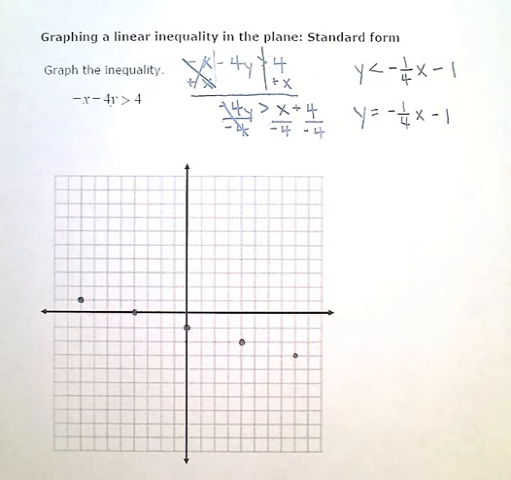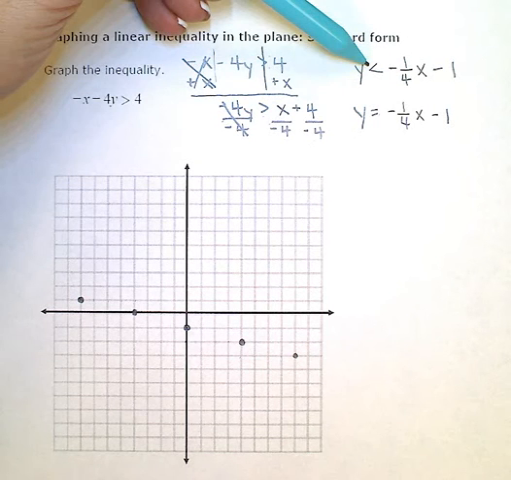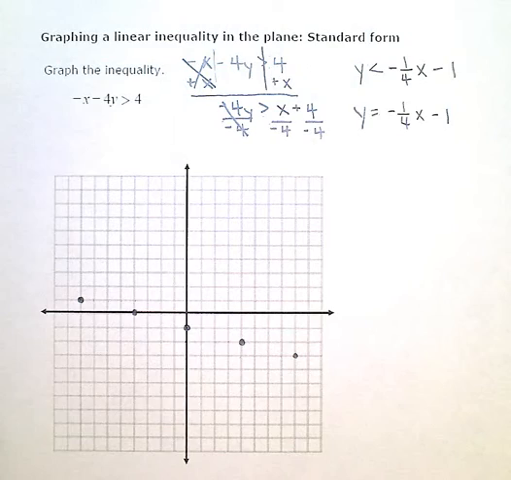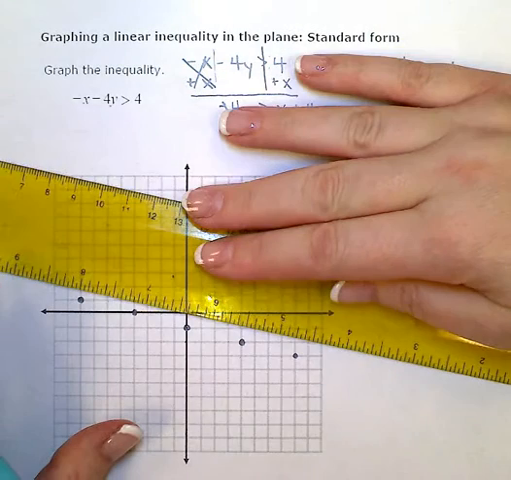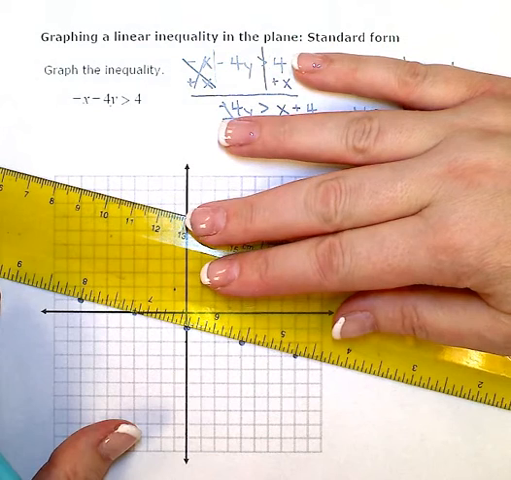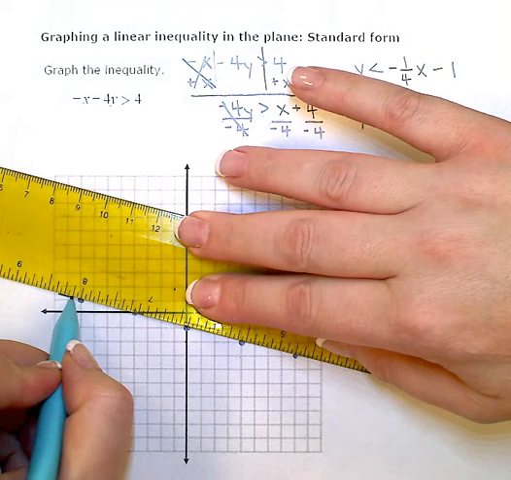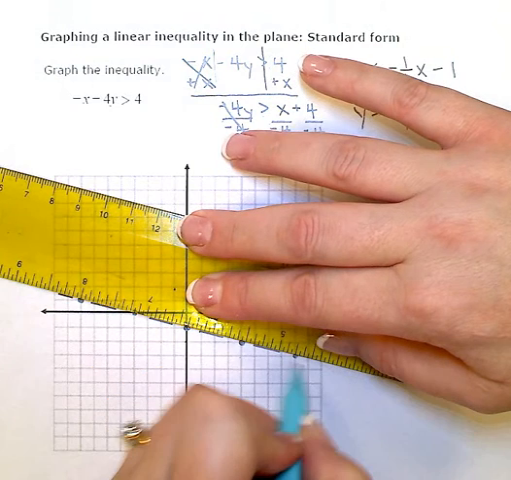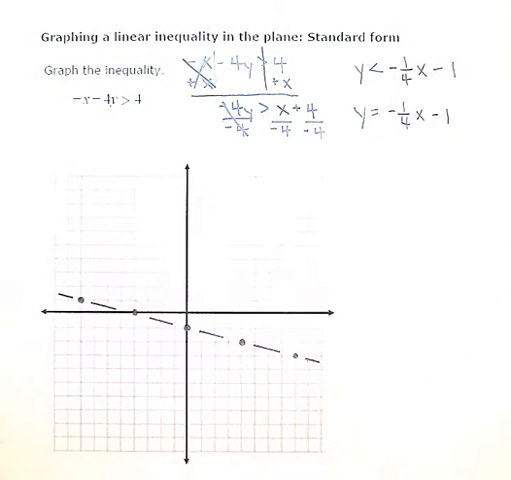I just need to decide, is my line going to be solid or dashed? Okay, so I go up here and look at my inequality symbol. Since this is a strictly less than, my line is going to be dashed. So line up my ruler here with my dots, and I'm going to put some dashes in here. Okay, so there's my boundary line.